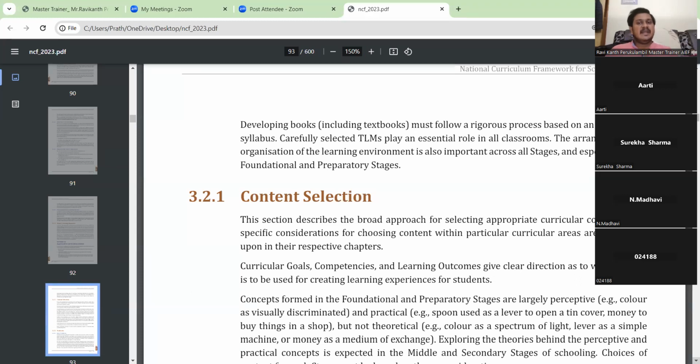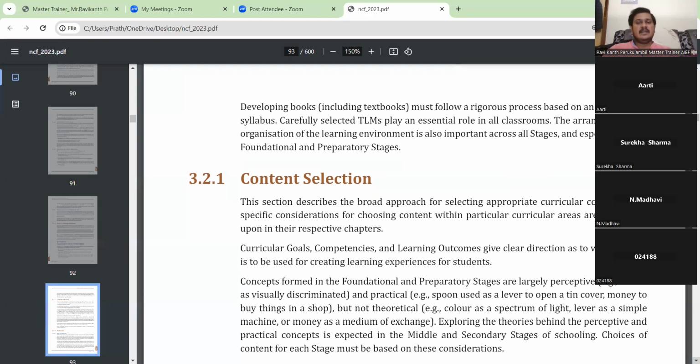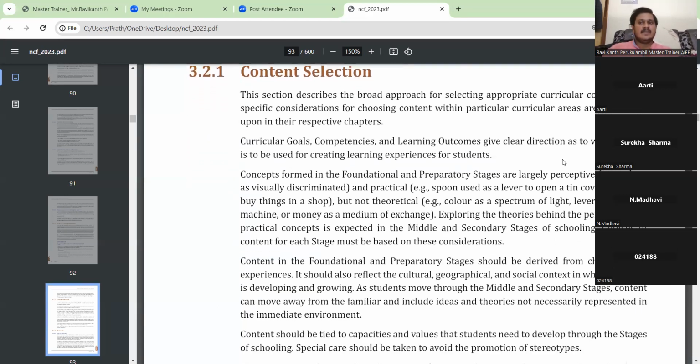Carefully selected TLMs play an essential role in all classrooms. TLMs in all the classrooms are to be carefully selected and used. The arrangement and organization of the learning environment is also important across all stages, and especially in the foundational and preparatory stage. The learning environment has to be properly and safely made ready, especially in foundational and preparatory stages.